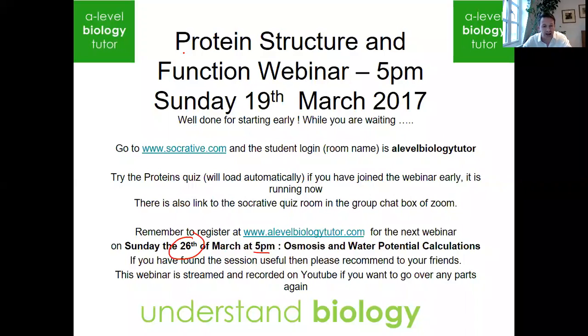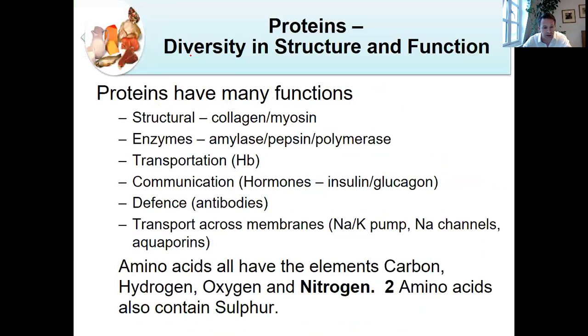So what we're doing today is looking at protein structure and protein function, and we'll start with function. They have many functions. They have a structural function, they can be collagen or myosin, making up muscles or tendons or ligaments. They can catalyze reactions by having an active site which is specific to a particular molecule. So for instance, you could have amylase, which breaks down amylose, which is a component of starch, and breaks it down into maltose. Pepsin, remember, an endopeptidase, which is in your stomach. Endo cuts within, inside another protein chain.